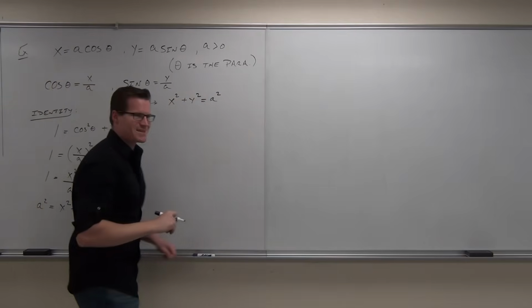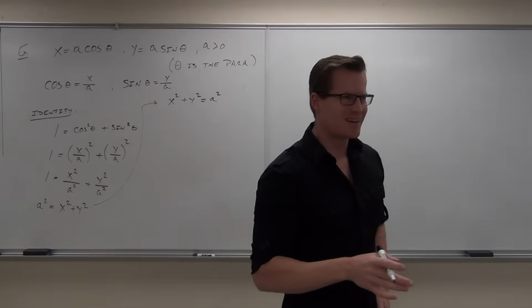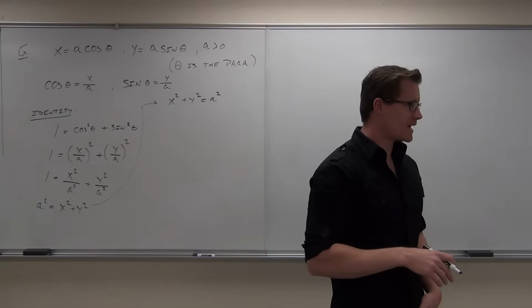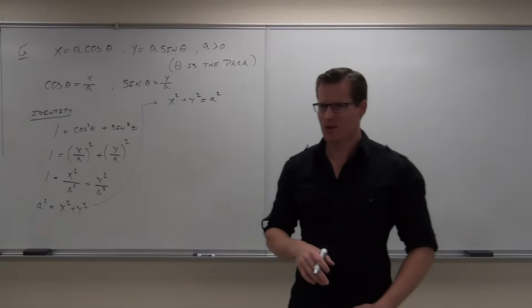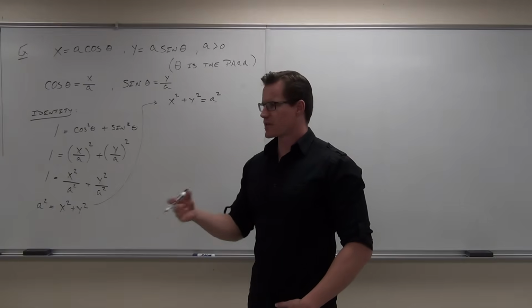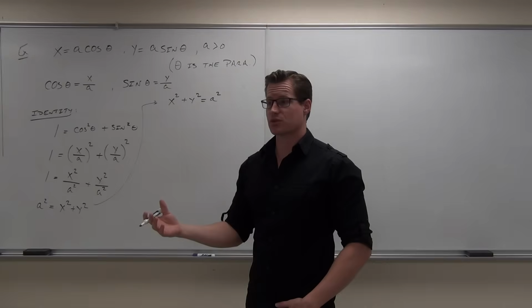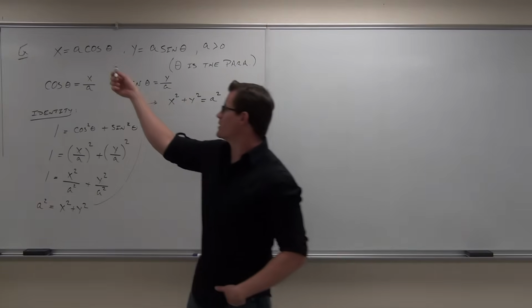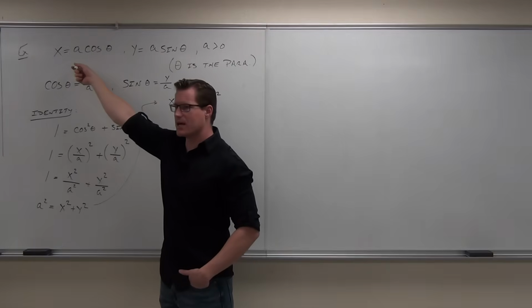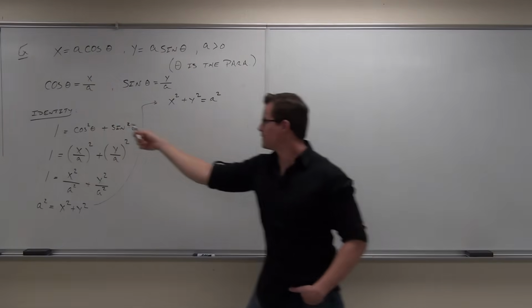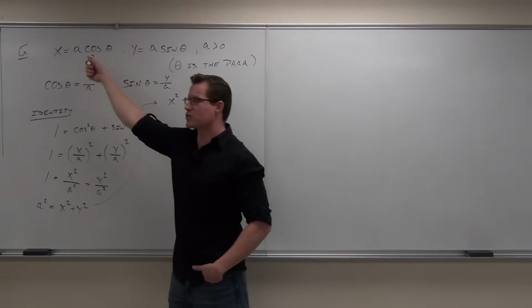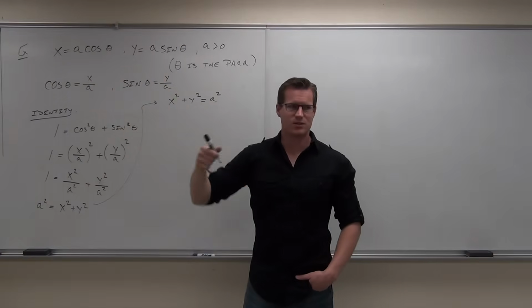What the heck? What is that? Do you know what that is? That's a circle. That's exactly what that is. Do you guys see the circle out of that? The form of a circle is x squared plus y squared equals radius squared. Okay, so here's my question. What is my a here? What's my a in terms of my circle? Radius. A is my radius.